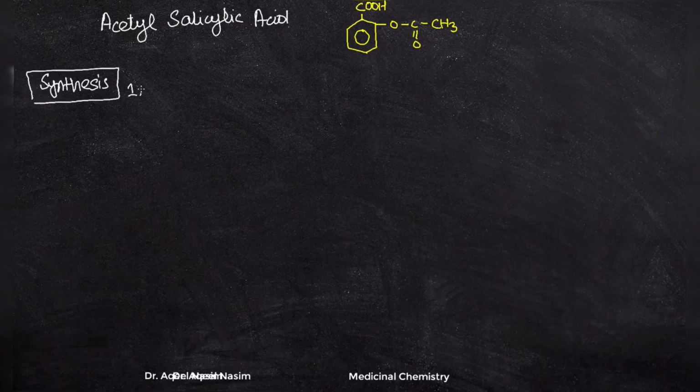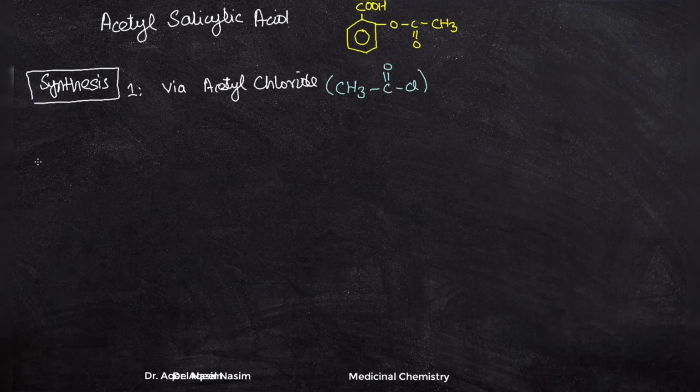The first pathway for the synthesis of aspirin or acetyl salicylic acid is via acetyl chloride. The acetyl chloride is CH3, C double bond O, and Cl. This is the structure of acetyl chloride. Now let's discuss the synthesis.